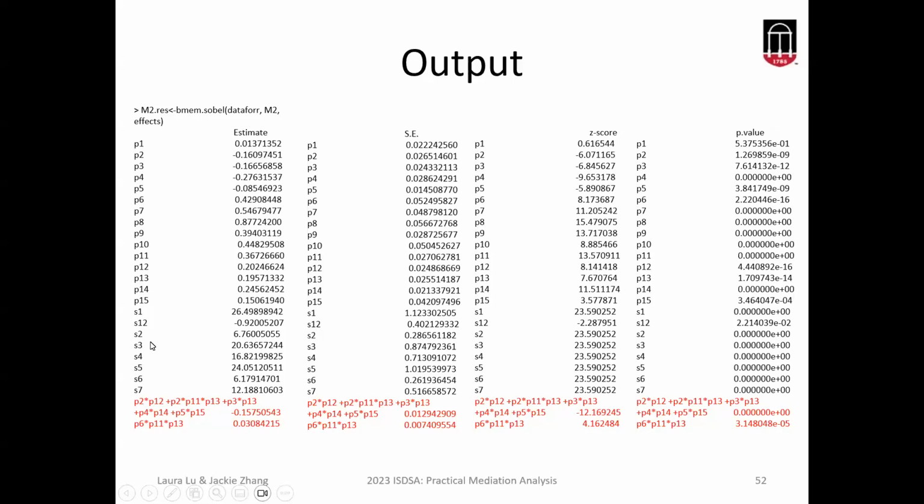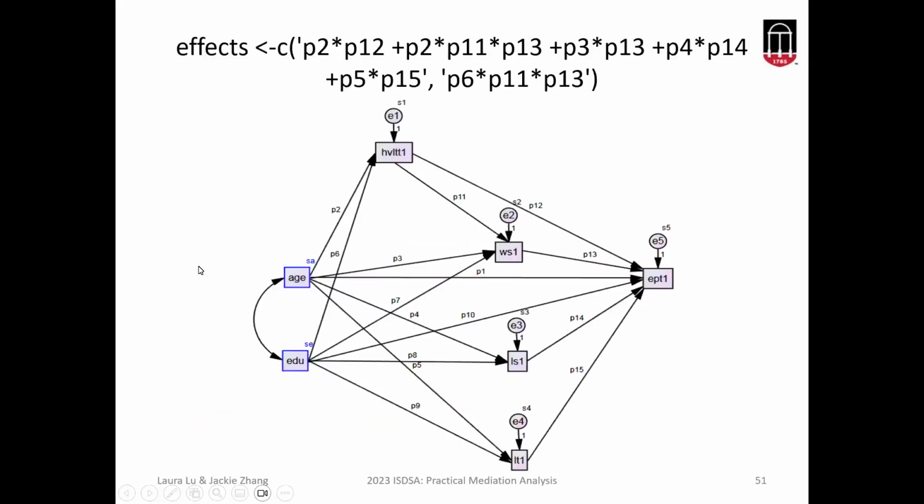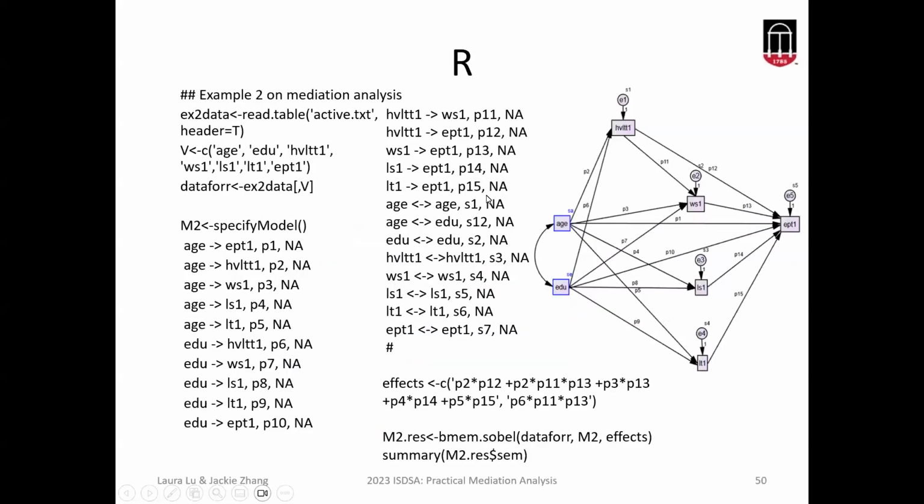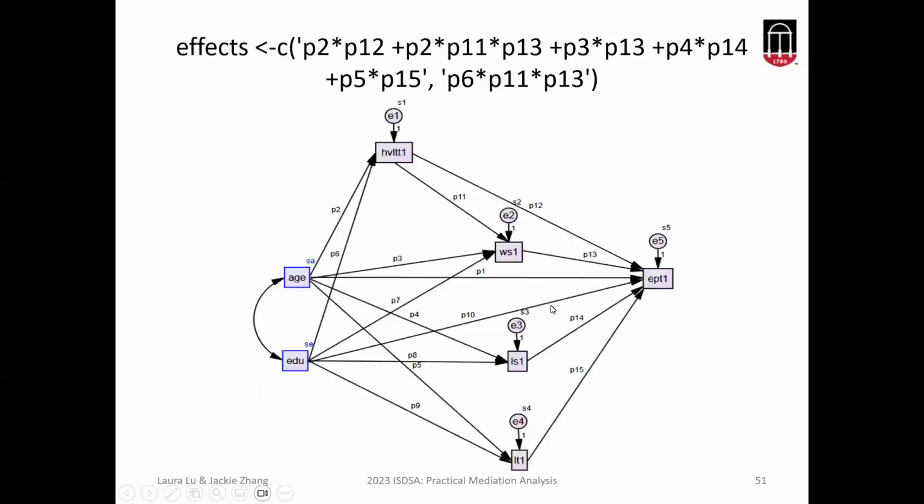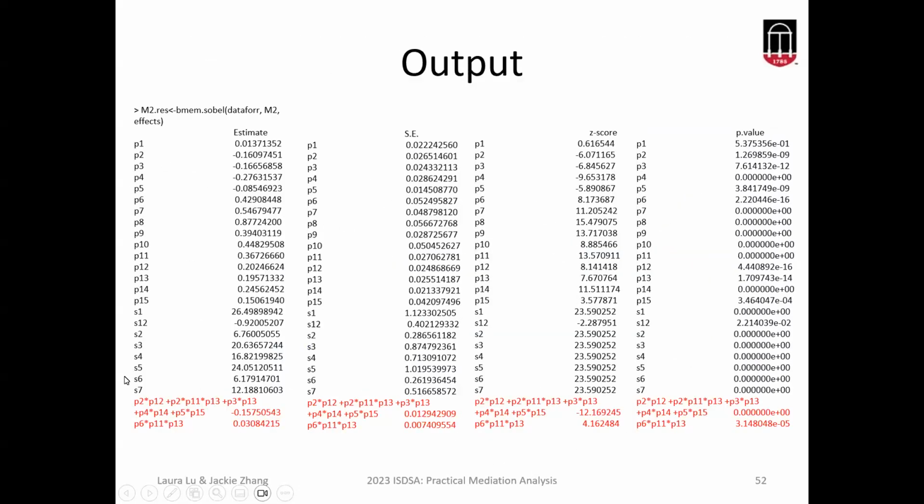So all of these are parameters defined in our model. All of these, the black font paths, here from P1 to P15, and we also have S1 to S7 and the covariance between them. All of these are residuals. For example, LS to LS is a residual variance of LS, and the covariance here is the covariance between H and EDU. So all of these will be reported in the output part.